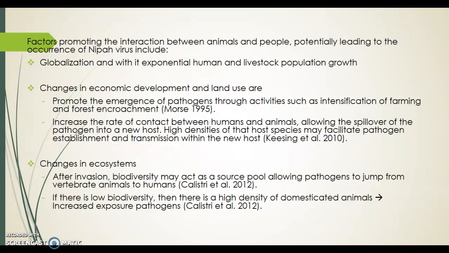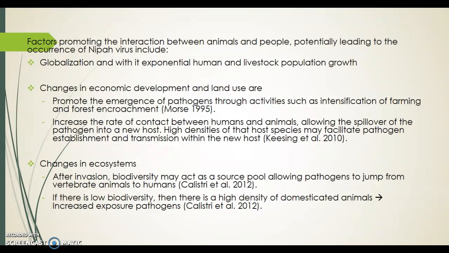High densities of that host species facilitate pathogen establishment and transmission within the new host. In the case of the Nipah virus, well, this one spilled over from wild fruit bats to domestic pigs in Malaysia. The high densities of pigs in local farms appear to have facilitated the establishment of pig-to-pig transmission, and the pathogen spilled over from pigs to humans. So basically, high densities of domesticated species are always associated with low biodiversity.